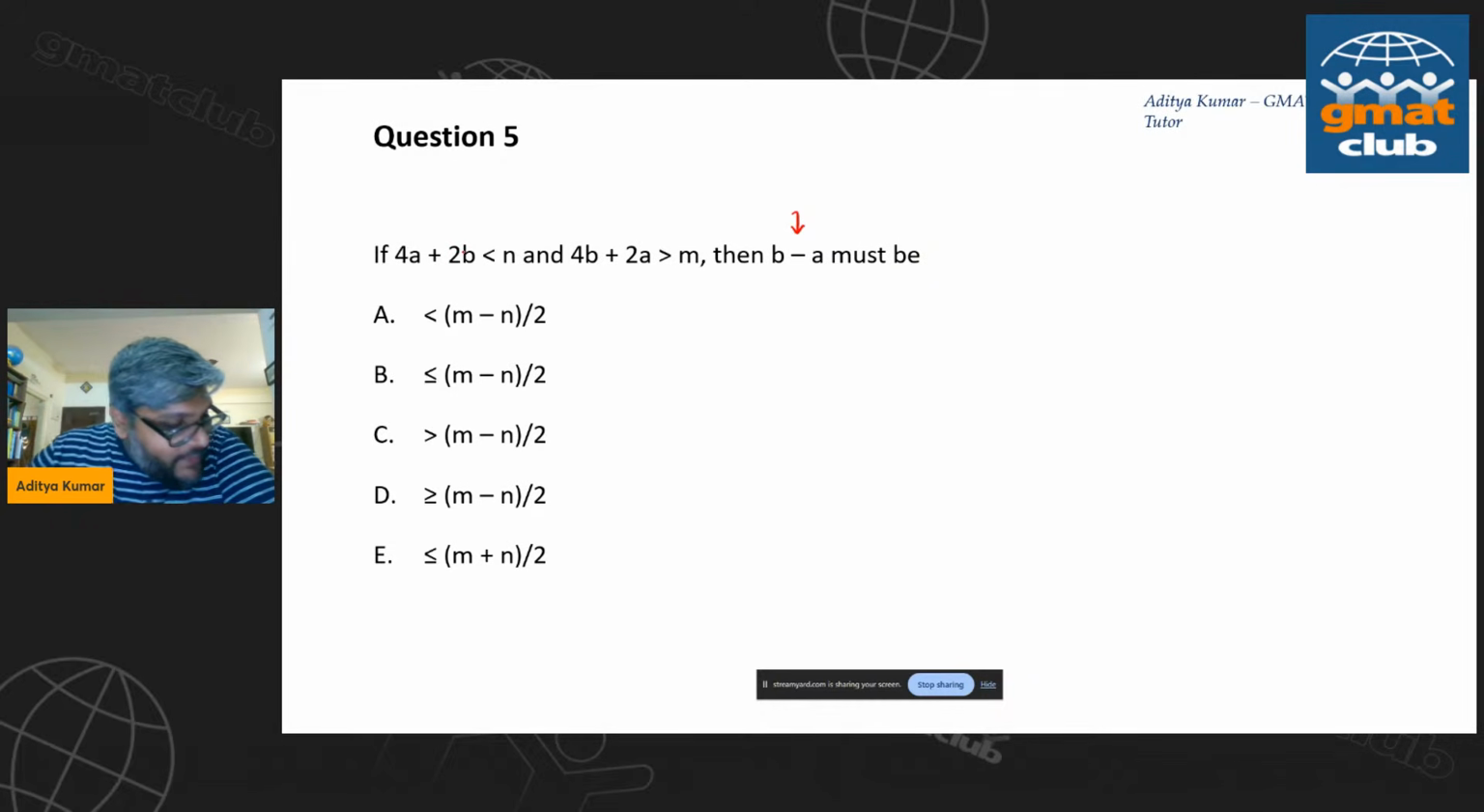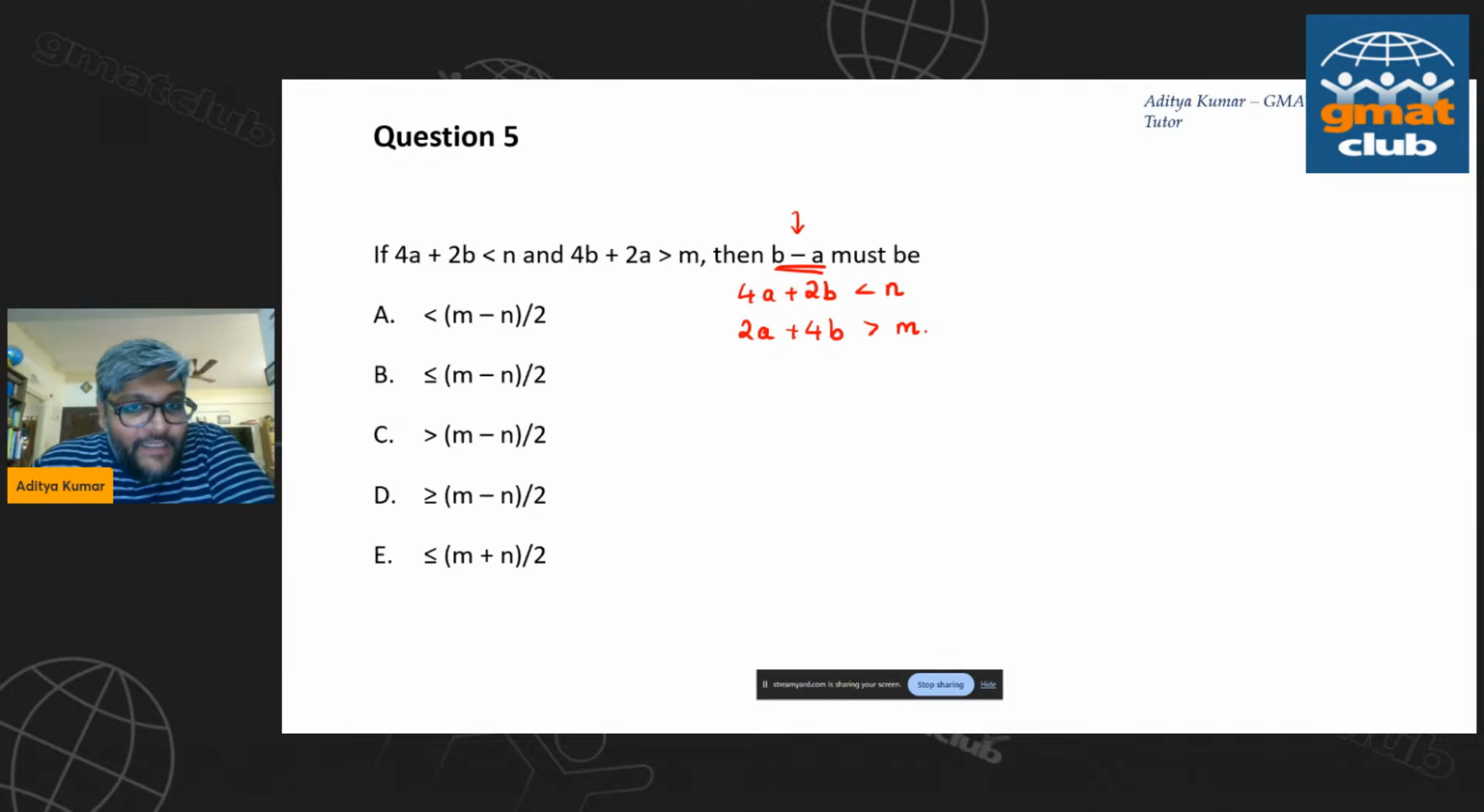Okay, so let's discuss. I've been given 4a plus 2b is less than n, and I've been given 2a plus 4b is greater than m. Always helps to write the equations one below the other and focus on what the question's asking. The question's asking what is b minus a, right? So immediately I would say, okay, if I subtract these two, 4a, 2a, 2b, and 4b, I'll get 2a minus 2b.